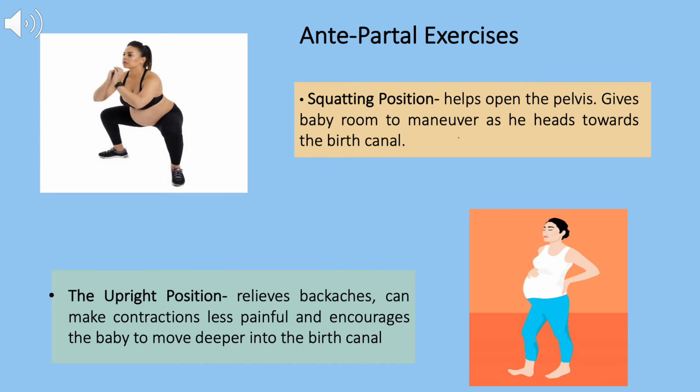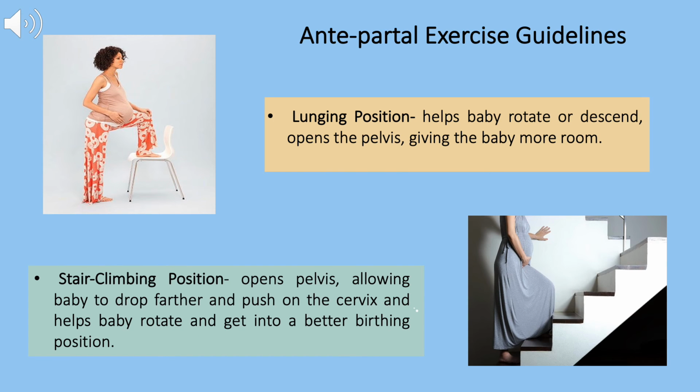Squatting position. Helps open the pelvis, gives baby room to maneuver as he heads towards the birth canal. Next, the upright position. Relieves backache, can make contractions less painful, and encourages the baby to move deeper into the birth canal. Lunging position helps baby rotate or descend, opens the pelvis, giving the baby more room. Next, stair climbing position. Opens the pelvis, allowing the baby to drop farther and push into the cervix and helps the baby rotate and get into a better birthing position.